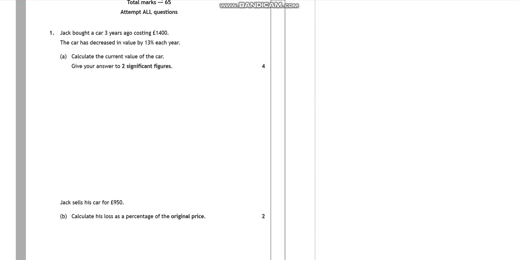So first question: Jack bought a car 3 years ago, cost him this amount, and it's decreased in value by that amount. What is the value of the car now? And we're going to give that to two significant figures.